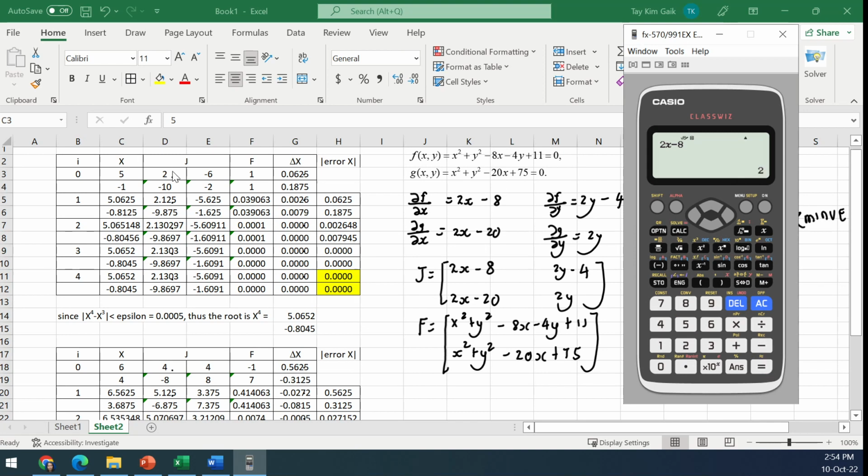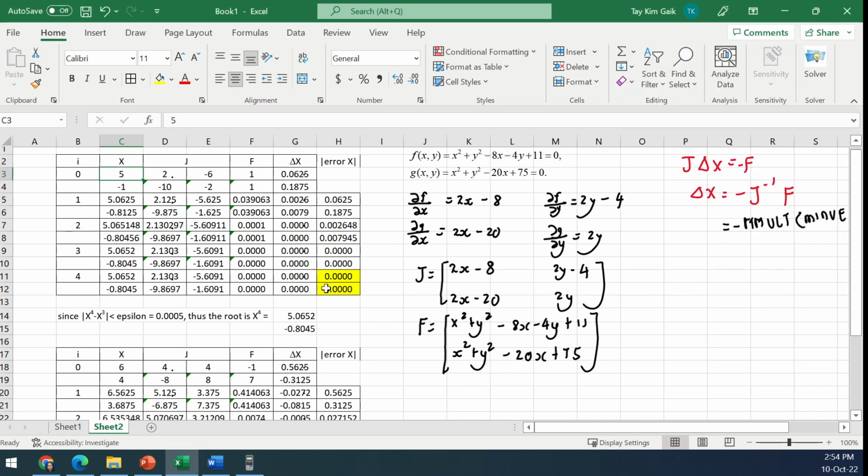So you got answer 2. Second cell here, 2 alpha y minus 4. You calculate. So y, you plug in -1. So you get -6. The third element of your Jacobian is 2x minus 20. You calculate. So x already 5, go down, and then you just accept, pressing equal, you get -10.